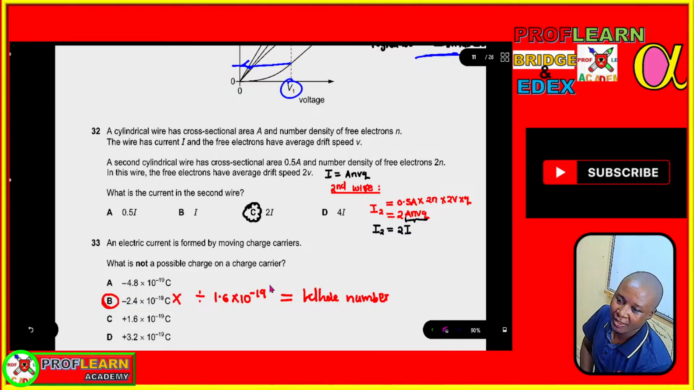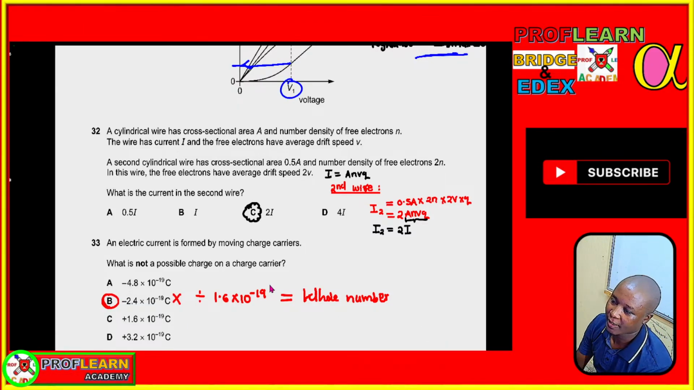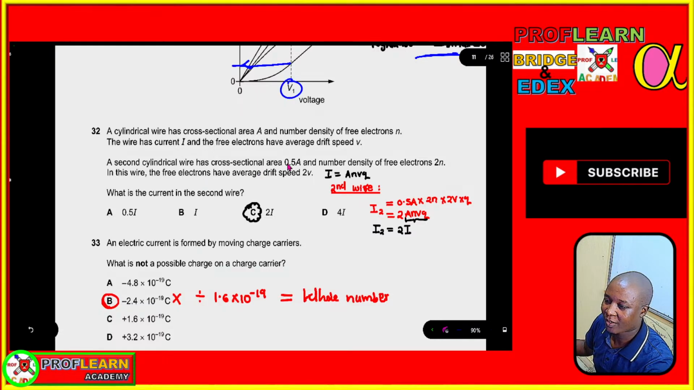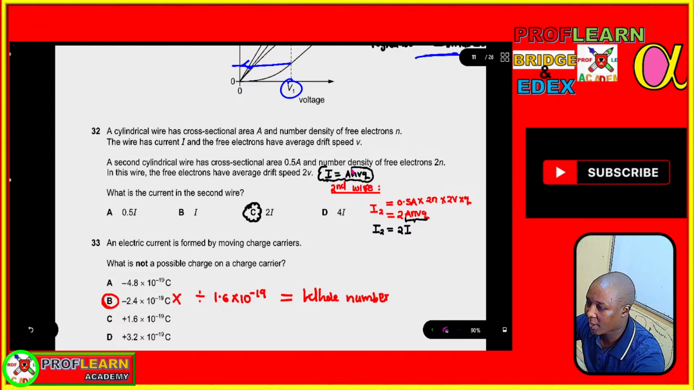In question 32, we are told a cylindrical wire has a cross-section area A and the number density of free electrons is N. The wire has a current I and the free electrons have a drift velocity of V. The second wire has a current of 0.5 amperes. In order to work out this question, we use the formula I equals ANVQ. And for the second wire, we are told the cross-section area is 0.5.